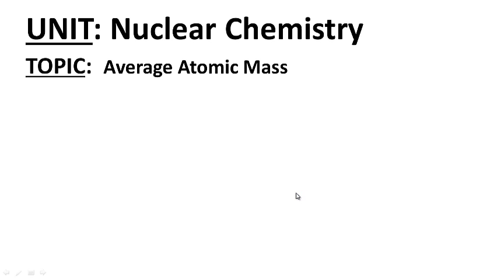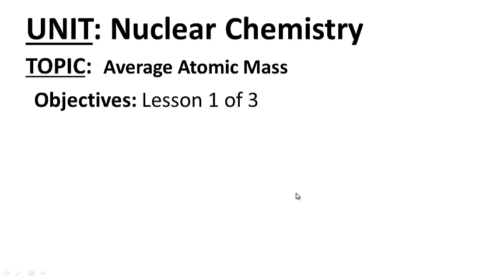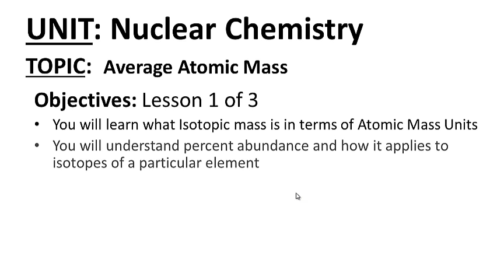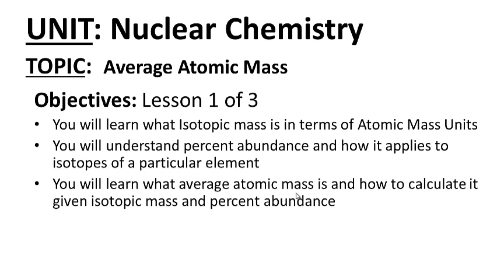All right, welcome to our unit on nuclear chemistry. Today's topic is average atomic mass. Lesson 1 of 3, your objectives are as follows. You will learn what isotopic mass is in terms of atomic mass units, AMU. You will understand percent abundance and how it applies to isotopes for a particular element. You will learn what average atomic mass is and how to calculate it given isotopic mass and percent abundance.